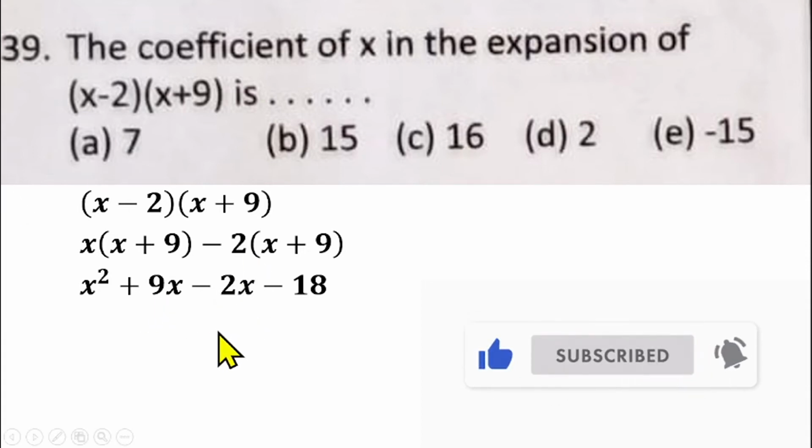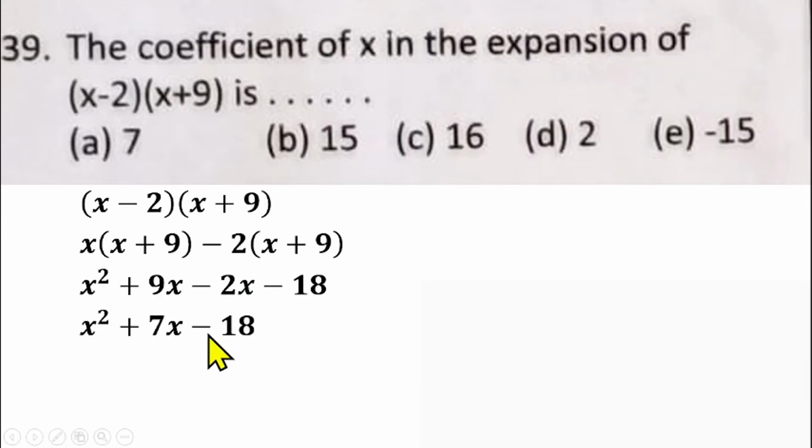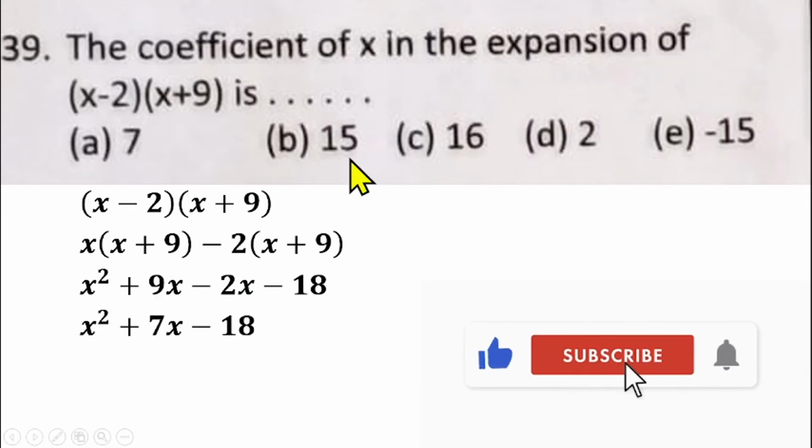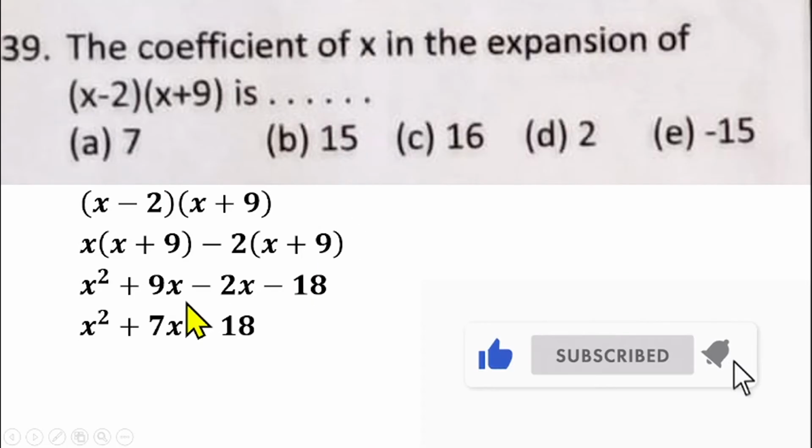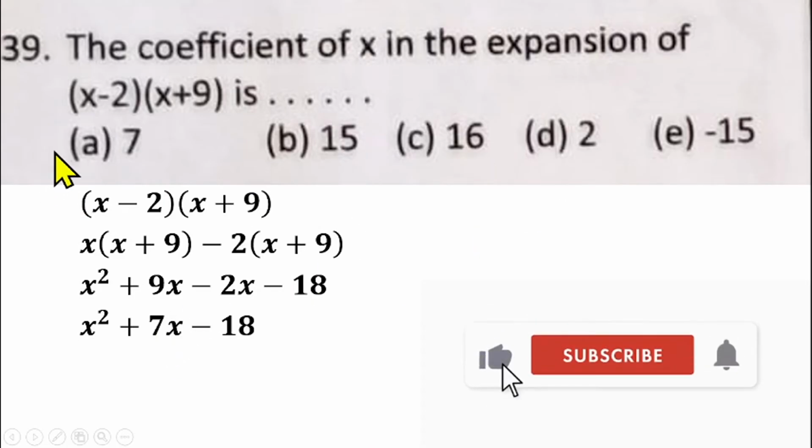9s minus 2s will give us 7s. So we have s squared plus 7s minus 18. So you can also find the coefficient of x. The coefficient of x here is 7, which makes option A the right answer for question number 39.